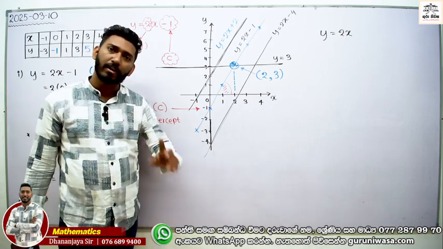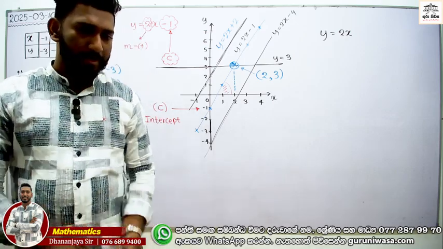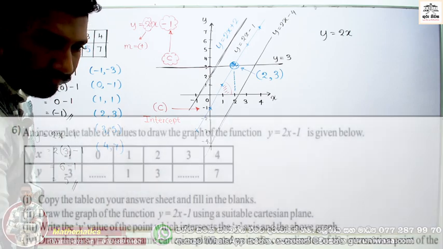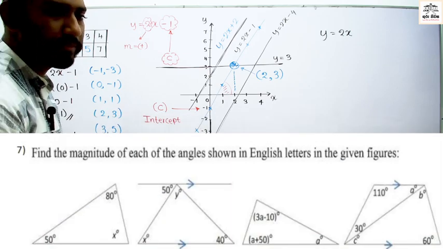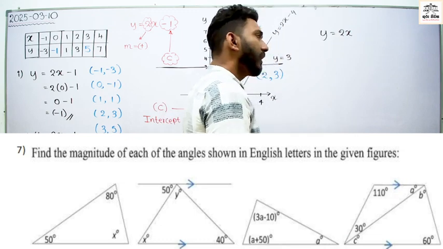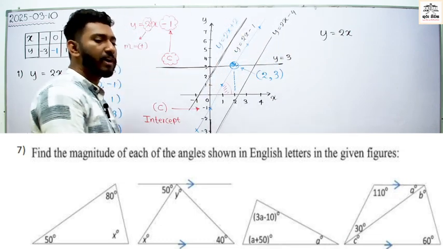Right. Very super. Now we are going to the next question. Right. There are 4 figures in the paper. Now, can you find the value for the unknown terms?